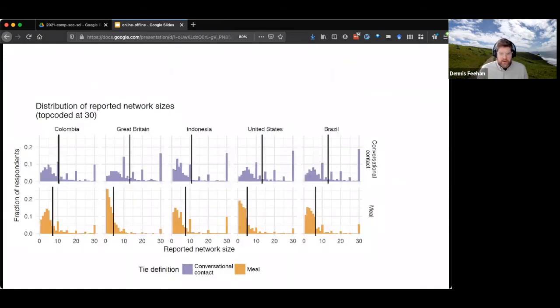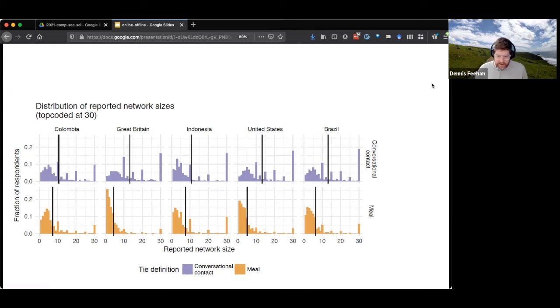Now let's expand out and look at the reports from all 5 of the countries in our sample. So this is the plot that we just saw from Brazil, and then here are the results for the US, Indonesia, Great Britain, and Colombia. And you can see that for all of the countries, the estimated average size of the meal network is smaller than the conversational contact network.